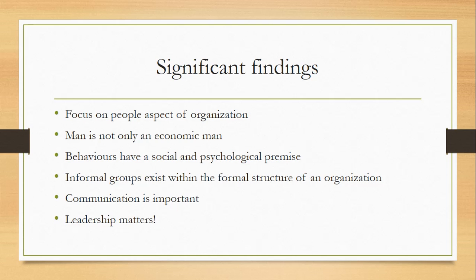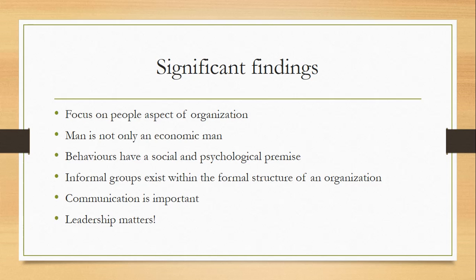Another significant finding was that man is not only an economic man. In case of scientific management theory, F.W. Taylor had proposed that if you provide a differential piece wage rate system, then people will work harder to earn more. But it was not the case. Hawthorne study proved that man is beyond being an economic man. Man is not always motivated by money.